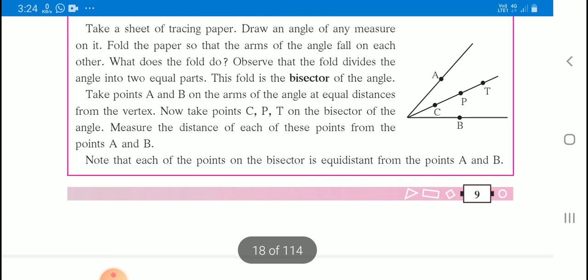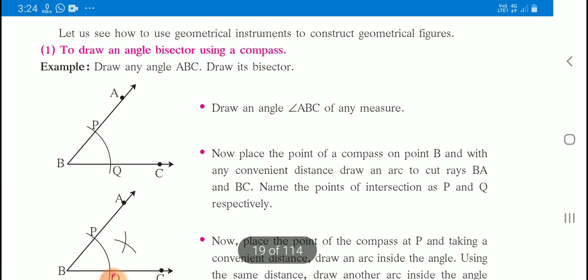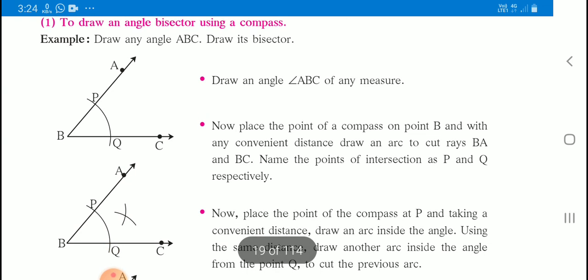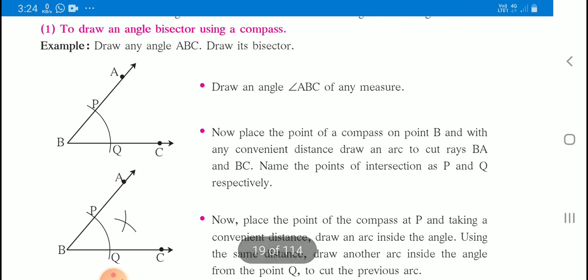Now, next we have to draw an angle bisector using a compass. So students, take your all geometrical things with you, and then according to my information you have to draw the angle bisector using a compass. First write down the example.